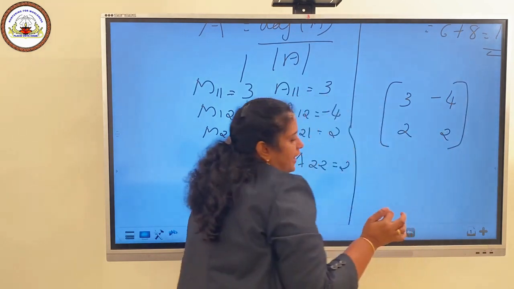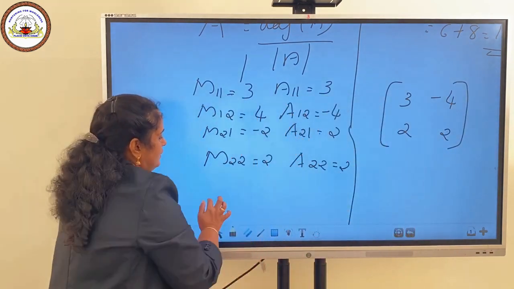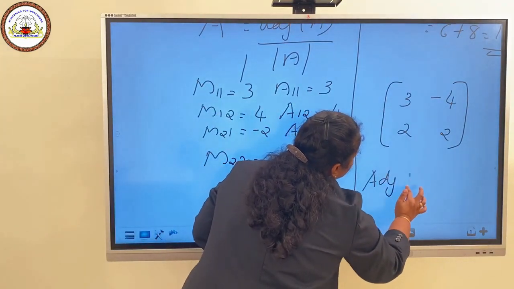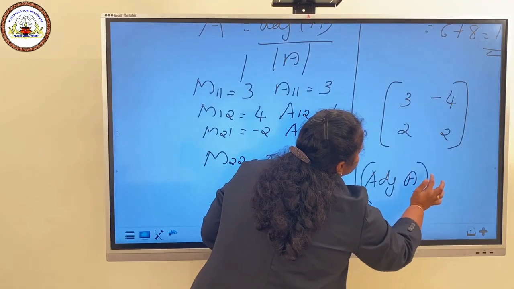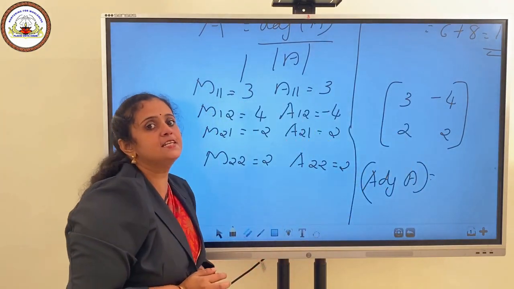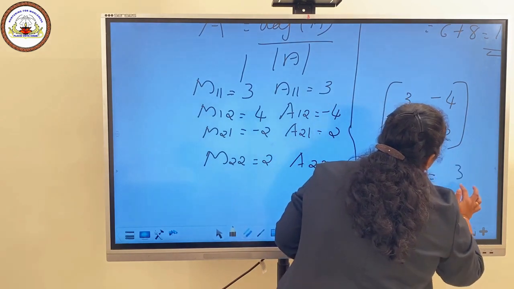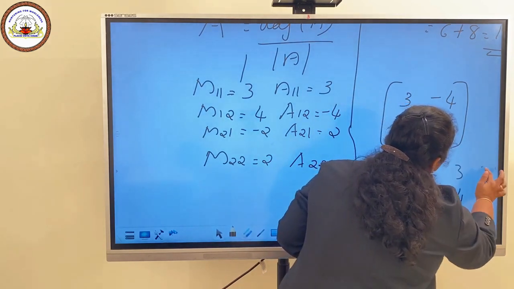Then the adjoint of A is equal to the transpose, interchanging the rows and columns. That is 3, 2, minus 4, 2.